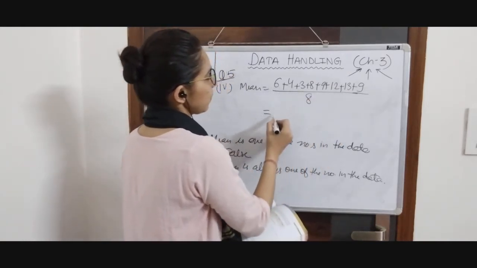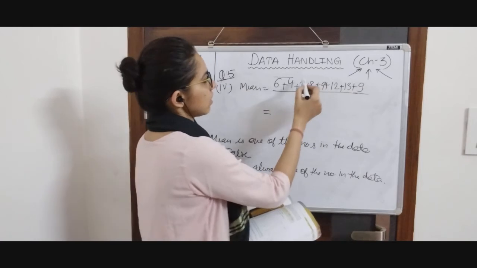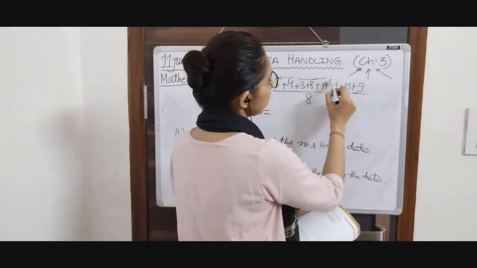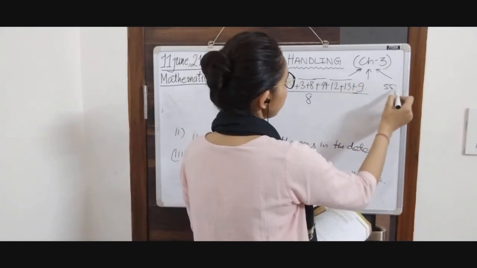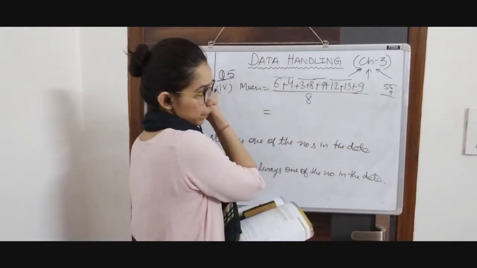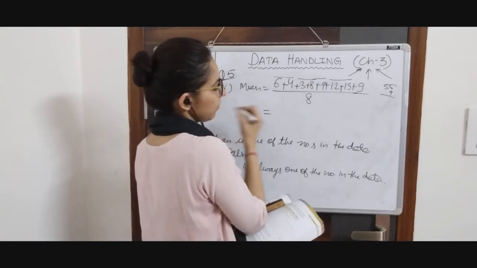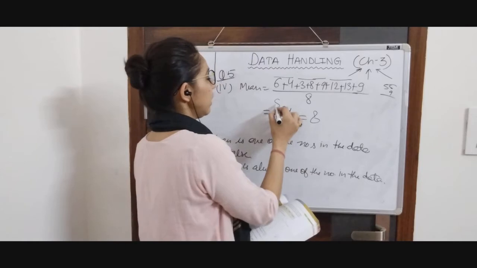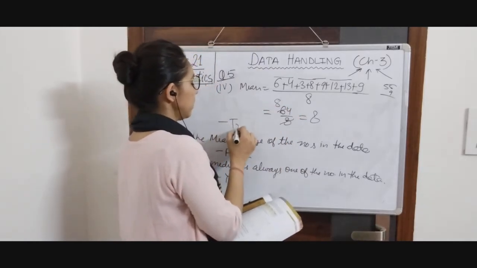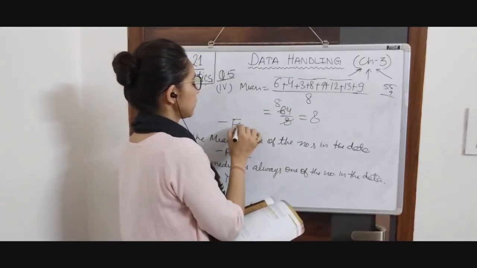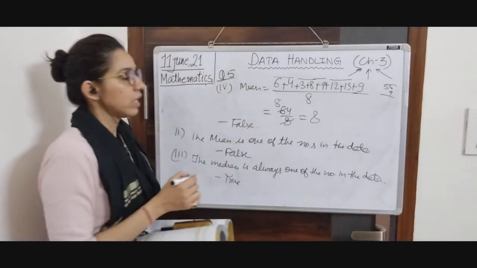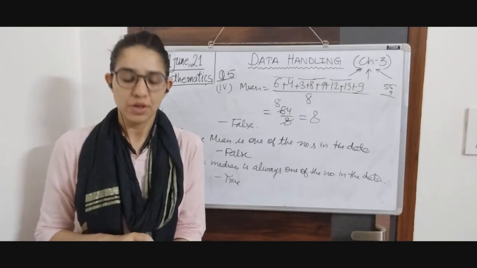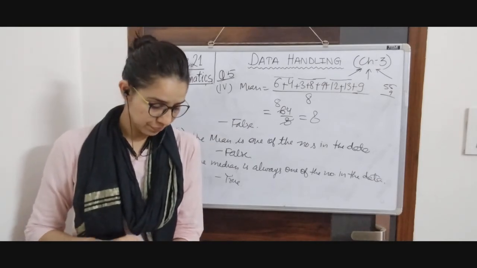8, 6, 4, 10, 21, 30, 40, 50, 55, and 55 plus 9, it is 64. It is coming to be 8. So this statement is false because in the question it is given 9 but it is coming out to be 8. With this we have completed our exercise.